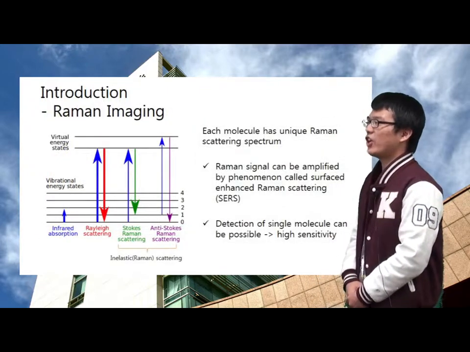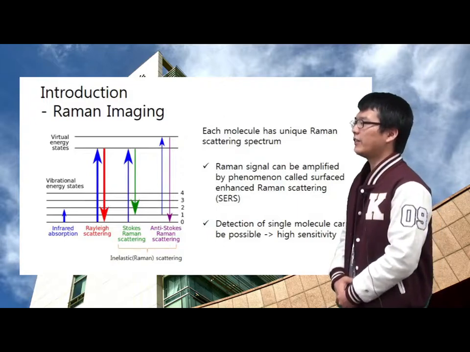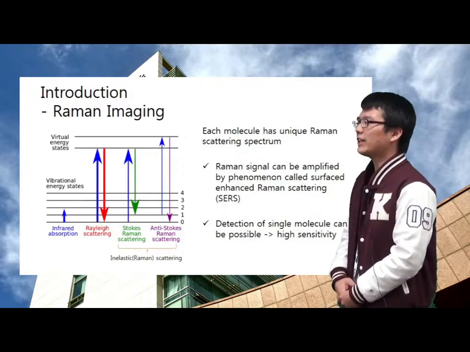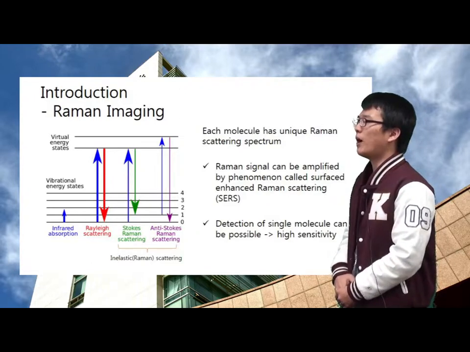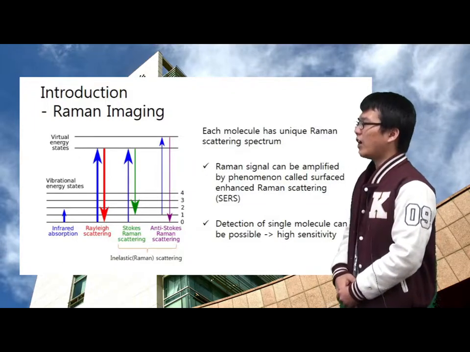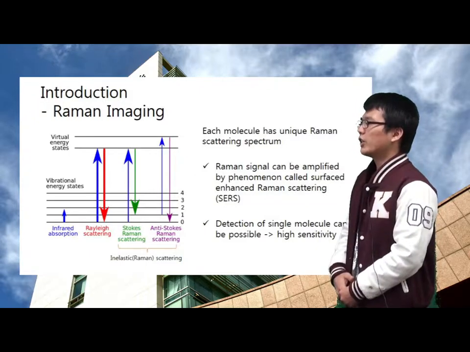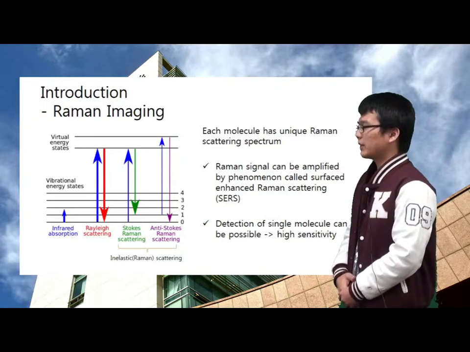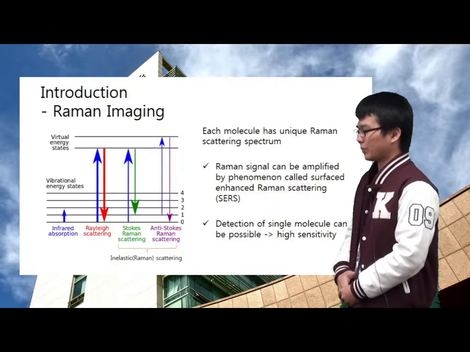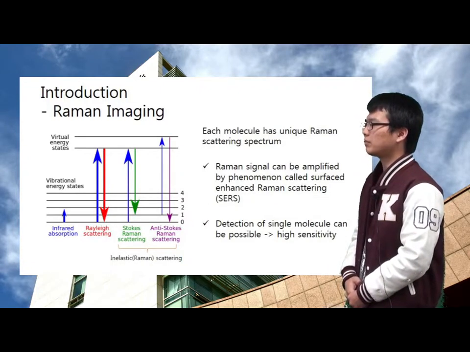Raman imaging is another imaging technique which has very high sensitivity. In fact, the Raman signal itself has very low power, so we should amplify this Raman signal by a phenomenon called surface-enhanced Raman scattering. Surface-enhanced Raman scattering can be achieved by nanoparticles like gold nanoparticles.